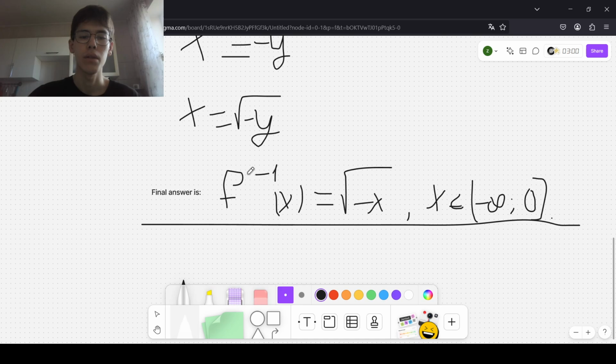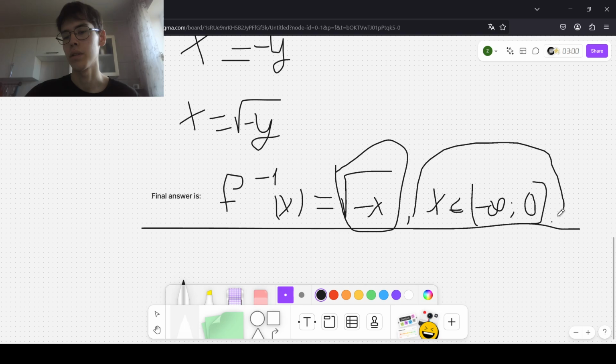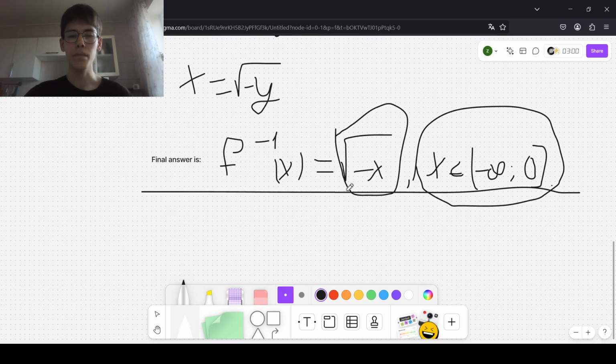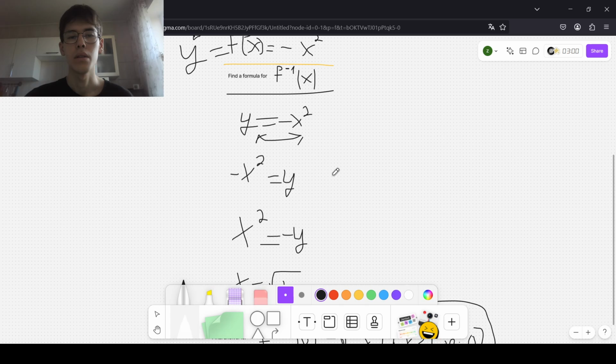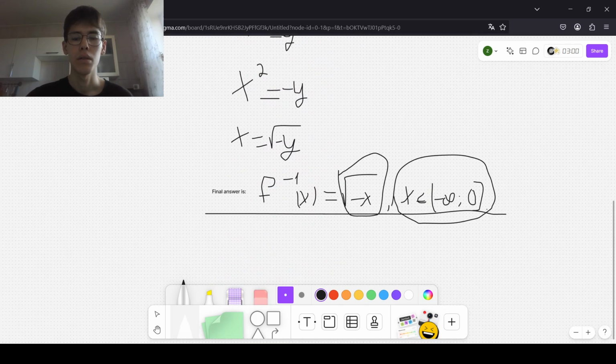We found that f to the power of minus 1 of x equals the root of minus x, where x belongs to minus infinity to 0. So here is my full homework, and that's it.